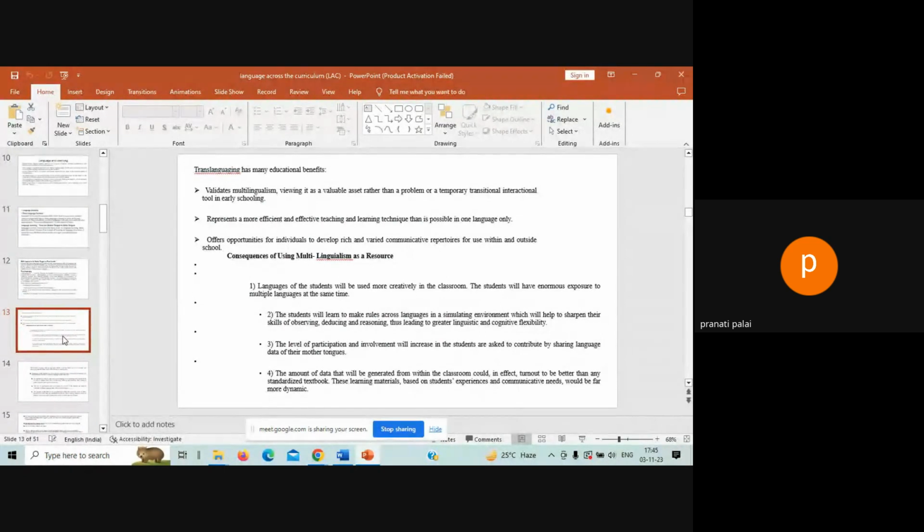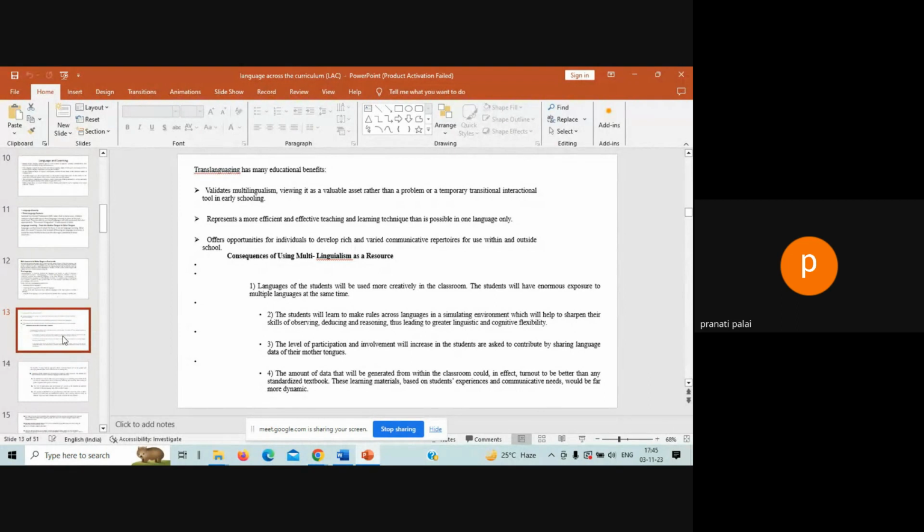The level of participation and involvement will increase if the students are asked to contribute by sharing language data of their mother tongue. The amount of data that will be generated from within the classroom could in fact turn out to be better than any standardized textbook. These learning materials based on students' experiences and communicative needs would be far more dynamic.